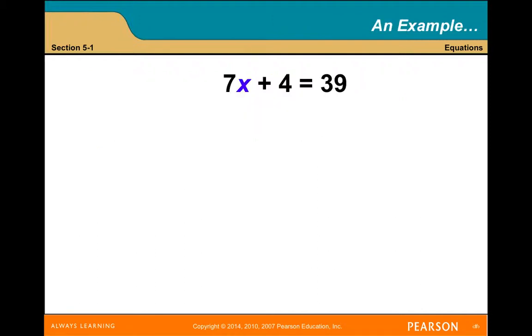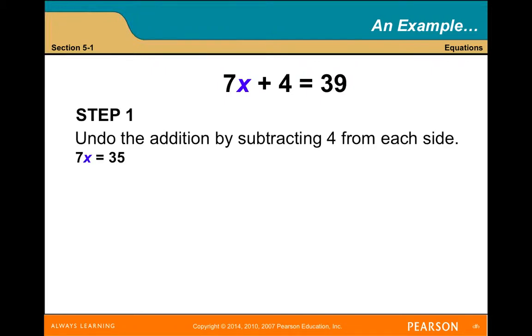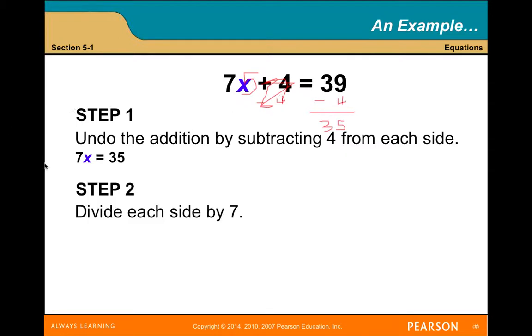As an example, we have 7x plus 4 equals 39. The first step is to undo the addition by subtracting 4 from each side. So let's do that. And you do minus 4. And then remember, this cancels out. That's why we're doing it minus 4. And then we do minus 4 on this side. And it's going to be 35. Okay. So then this leaves us with 7 times something equals 35. So we know off the bat 7 times 5 equals 35. But let's move along with the rest of the steps.